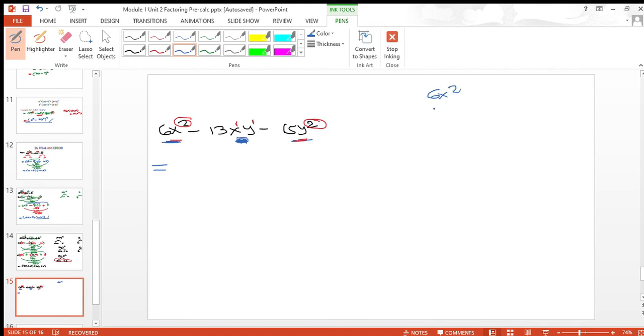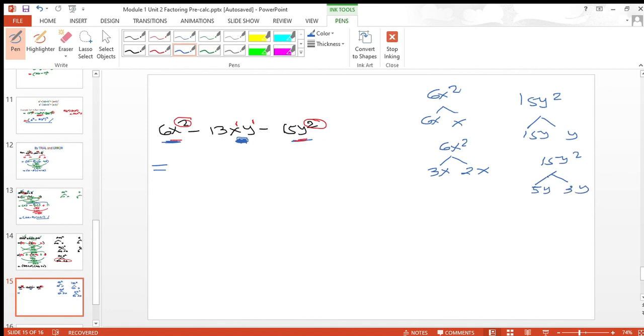So 6x squared, what are the possible factors? We can have 6x and x, or you can also have, let's say, 3x and 2x, while for 15y squared, you can have 15y and y if you like, or what else? We can have, let's say, 5y and 3y. Do we still have other factors for 15? No more. Okay, so let's go back here.